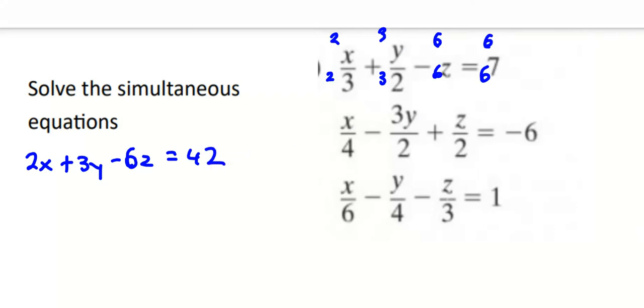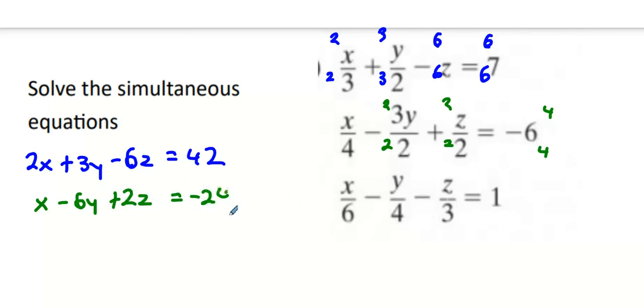Now, lads, next one. Quiet, please. It's going to be a common denominator of 4. Okay. So, it's going to be x minus 6y plus 2z. And it's going to be 4 times 6, which is minus 24. Is that all right?